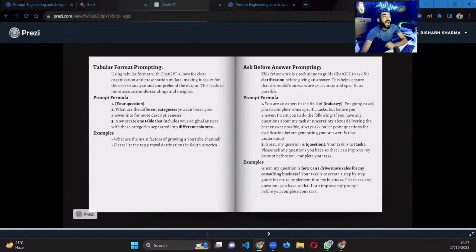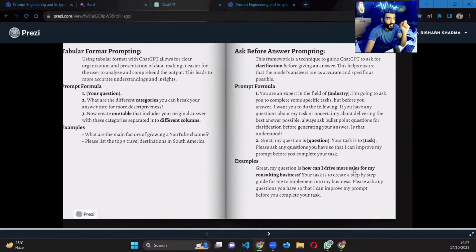That's it, nothing else. Ask before answer. As the name suggests, I am asking my model to ask questions from me before answering me. So what I can say, okay, my question is how can I drive more sales for my consulting business? Your task is to create a step-by-step guide for me to implement into my business. Please ask any questions you have, so that I can improve my prompt before you complete your task.